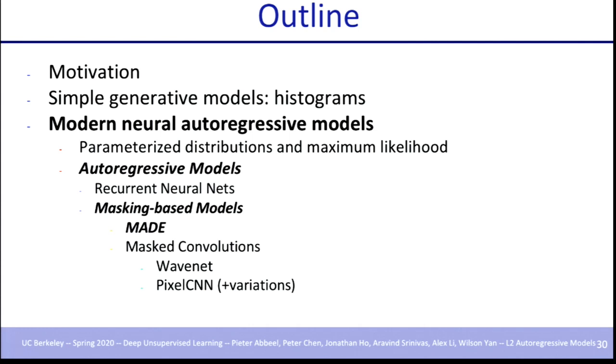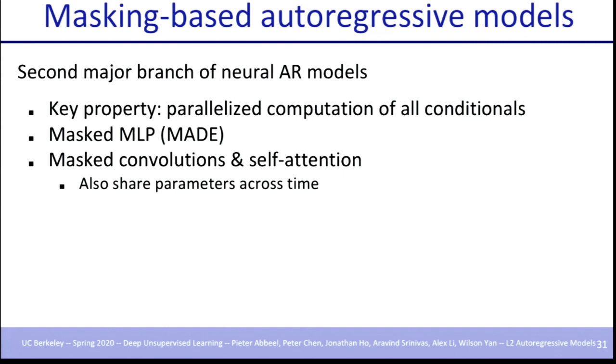All right, so masking-based models. It's the other major branch of autoregressive models. What's the key property? They tend to have parallelized computation for all conditionals. So that's nice. You don't need to go through this chain. It's going to somehow mask a regular neural network, is what we'll see happen. And this could be a regular MLP, or it could be convolutions or self-attention. So the building blocks you've seen in regular neural net training, MLP, convolution, self-attention, are going to come back here, just used to generate samples.